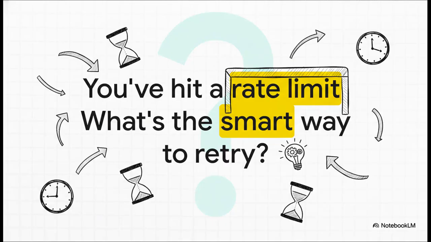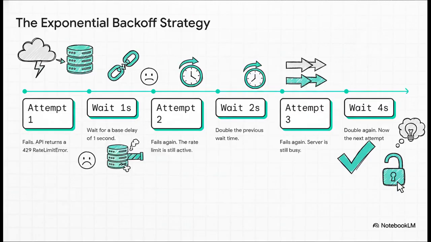So what do you do when the API tells you to slow down? Well, the one thing you can't do is just immediately hammer it with requests again. There's a much smarter, much more elegant way to handle this. It's a strategy called exponential backoff.